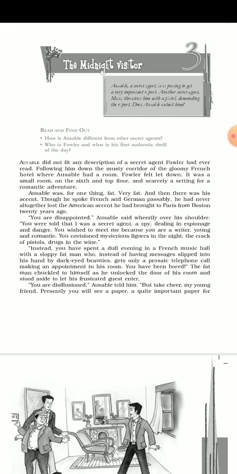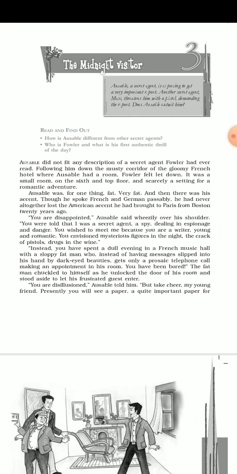So he says, "Instead of having messages slipped into his hand by dark-eyed beauties, he gets only a prosaic telephone call." Prosaic here is used as ordinary, right? A common telephone call, making an appointment in his room. So you have been bored. Ozable is asking Fowler that you have got bored, I know, right?